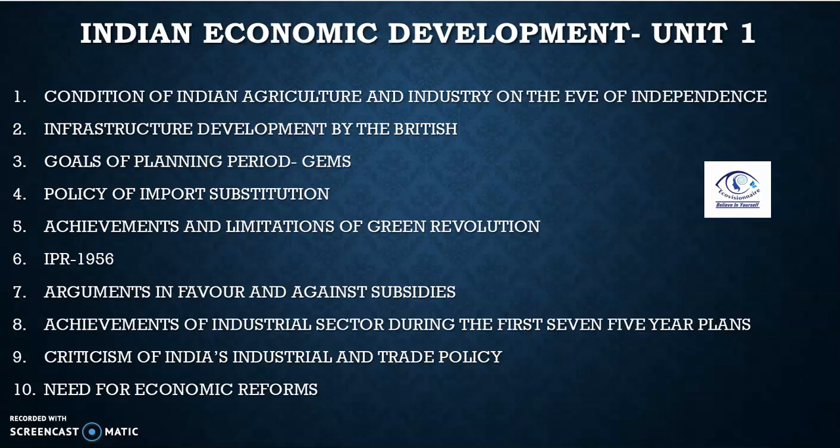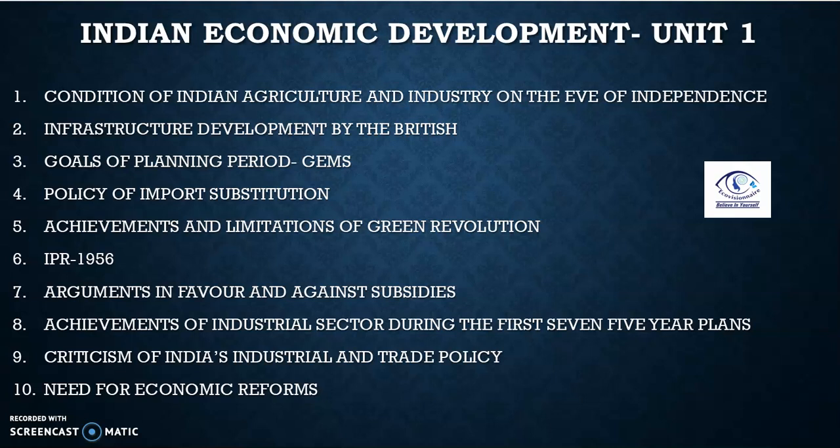Four goals we have to do of the planning period: growth, equity, modernization, and self-reliance. A very important question: the policy of import substitution, again a very important topic, and why India went for import substitution. Achievement and limitations of the green revolution, that period of agriculture revolution called the green revolution, we have to do it, and both positives and limitations of the green revolution.